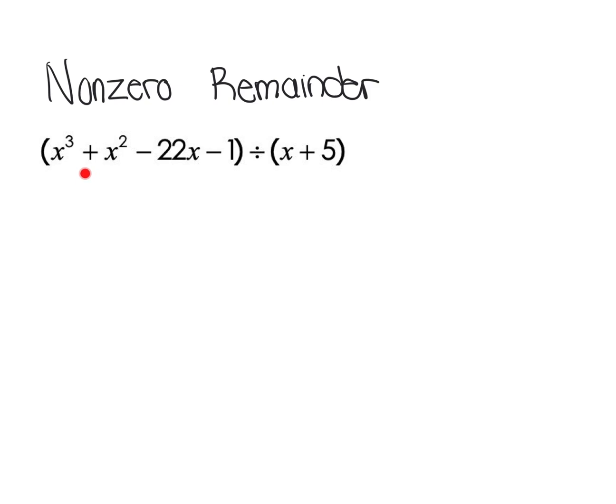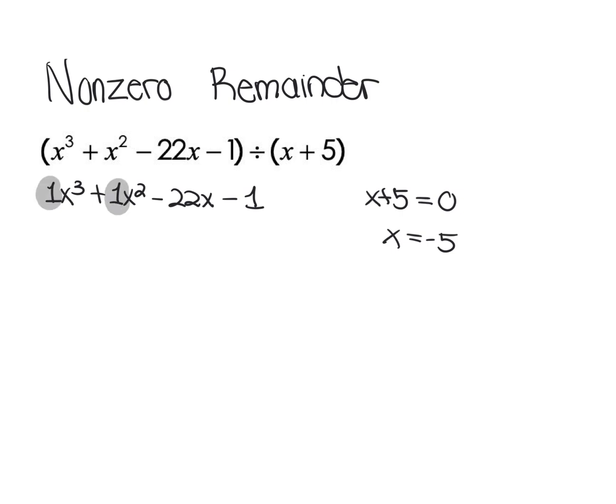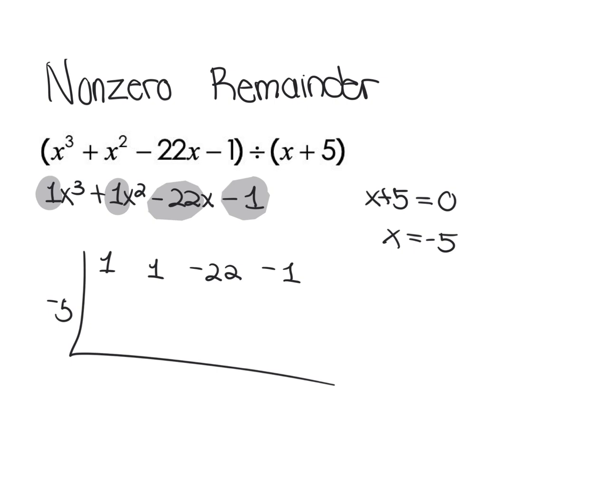Now we're dealing with a non-zero remainder, so let's rewrite what we're dividing into with our coefficients. At the same time, we set x plus 5 equal to 0, and we get x equals negative 5. Then our important coefficients are 1, 1, negative 22, negative 1. So we write this as 1, 1, negative 22, negative 1. And then we have negative 5. We bring down the 1. 1 times negative 5 is negative 5. 1 plus negative 5 is negative 4.